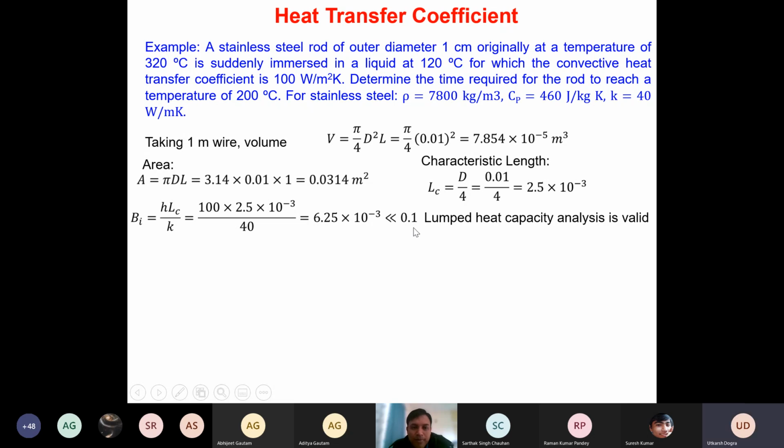Yes or no? So with this, what can we assume? We can assume that the internal resistance for heat conduction inside the metal rod is negligible. That means the entire metal rod is more or less at the same temperature. Do you all agree? Yes, sir. That's what we are concluding by obtaining this Biot number.